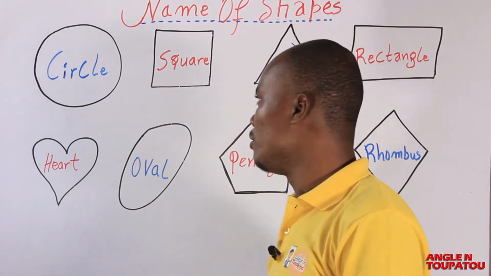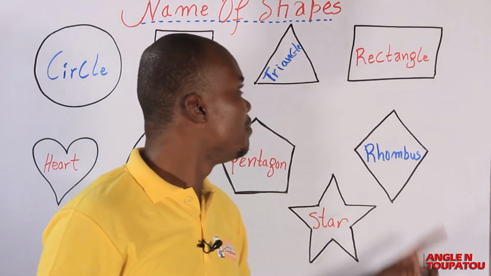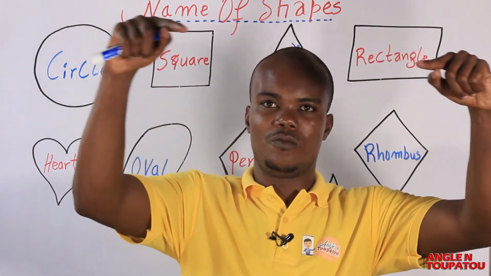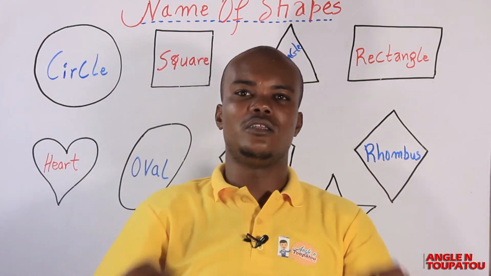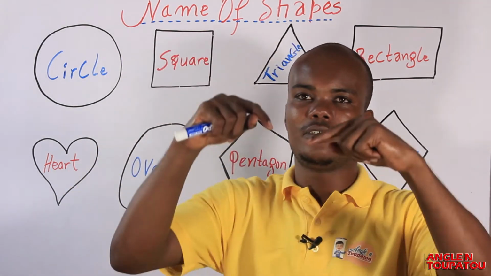Good. Triangle. A rectangle. This is a rectangle. And after rectangle, I have a heart.